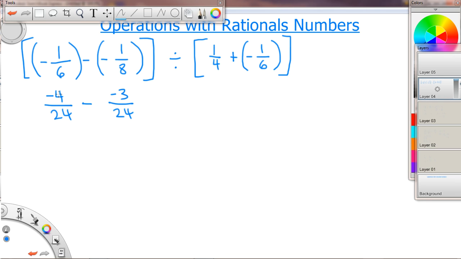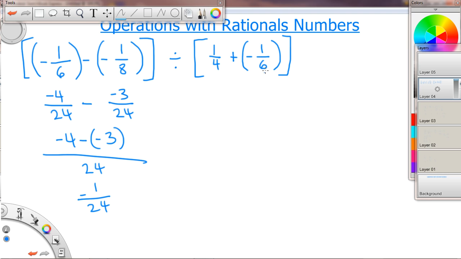Okay, so we have negative 4 over 24. We're subtracting negative 3 over 24. So we're just going to join them with a common denominator. This is going to be negative 4 minus negative 3 over 24. Negative 4 minus negative 3 is just going to be equal to negative 1 over 24. Okay, so this whole thing here just simplified down to negative 1 over 24. Let's go ahead and move over here.